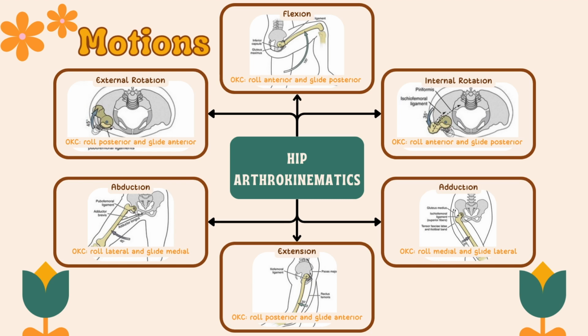And then with abduction, rolling laterally and gliding medially. And then adduction, rolling medially and gliding laterally. So those are the arthrokinematics of the hip, and those glides are associated with the treatment of limited range of motion.